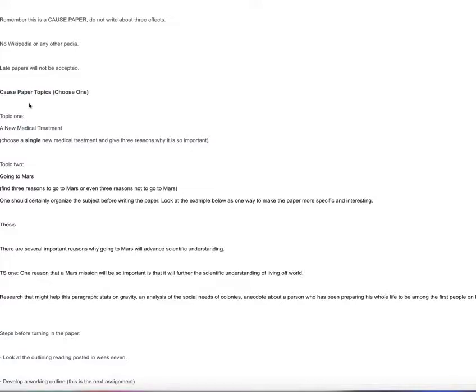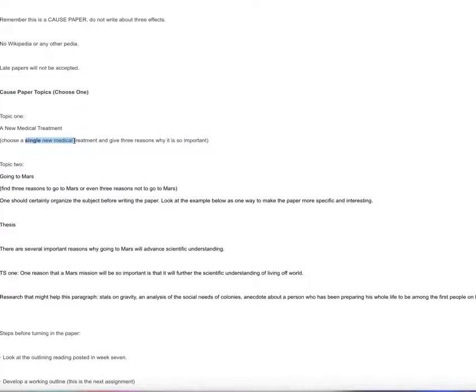There are 2 cause paper topics. One is a new medical treatment. That means a single new medical treatment. So you could talk about CRISPR genetic recombination. You could talk about a single medical advance, a mechanical heart, a printing of liver tissue, something.